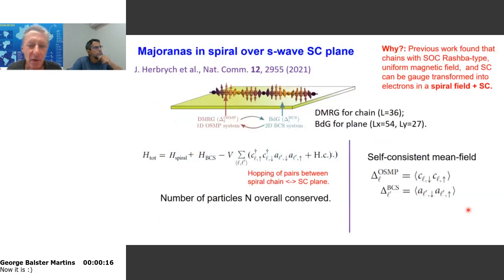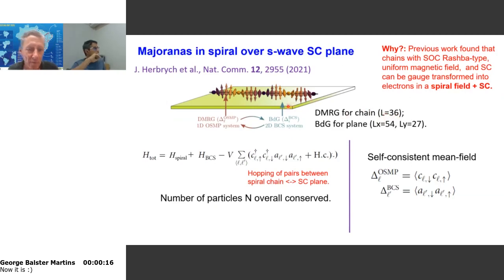Okay, so here comes the most recent and exotic portion of the presentation, when the Majoranas make it into the game. So what we did in this publication was a big effort. We placed the spiral using a chain of 36 sites.